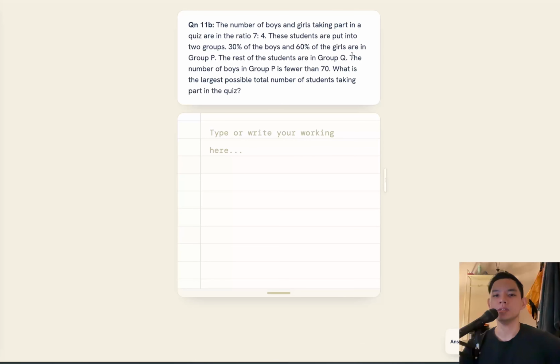So question 11 part B, the number of boys in group P is fewer than 70.